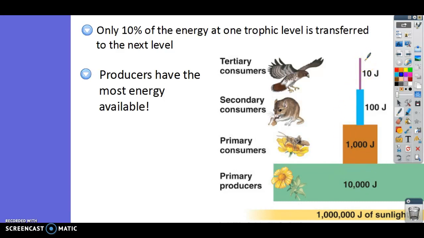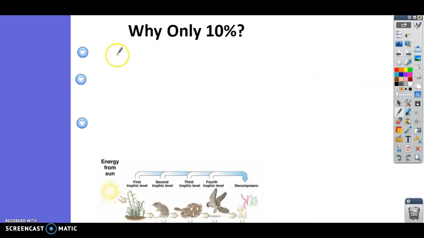So you might be wondering, why in the world is there only 10% transferred from one to the next? How come we can't get 100%? Well, I'm going to show you in a minute. So our next title here is why only 10%? Why is only 10% transferred from one to the next?